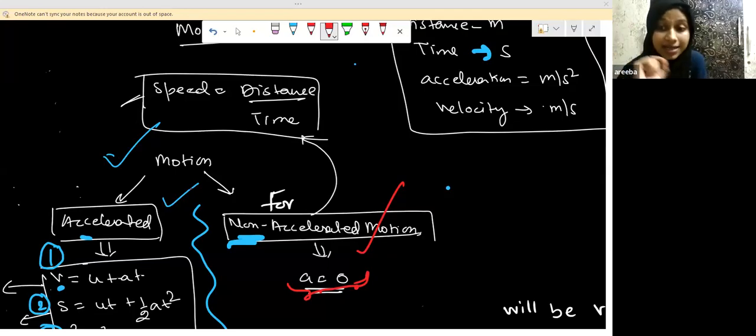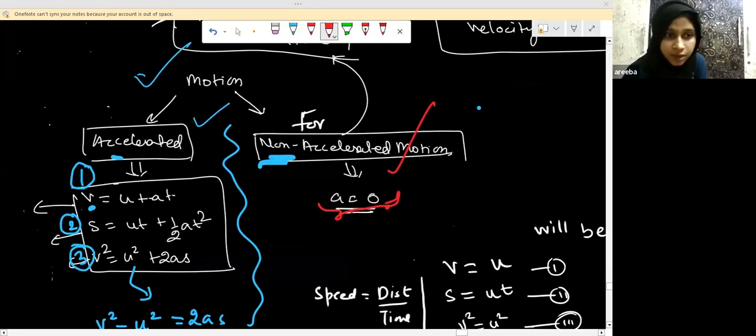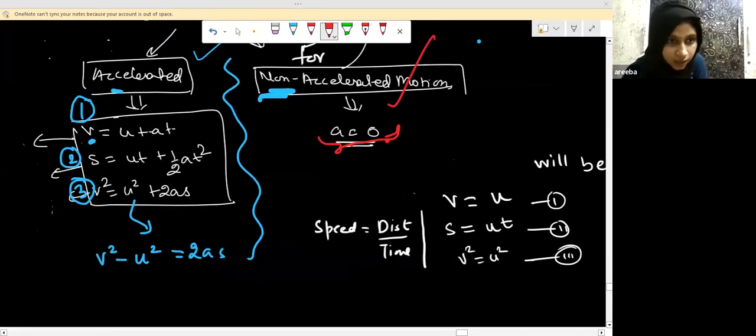But when it comes to accelerated motion, we have three equations of motion which we have to learn by signs, by symbols. It shouldn't be here and there. The first is v is equal to u plus at. Second is s equals ut plus half at square. And the third one is v square is equal to u square plus 2as.